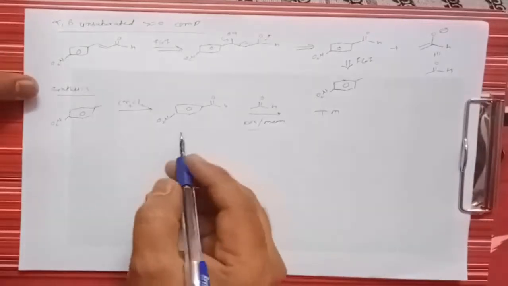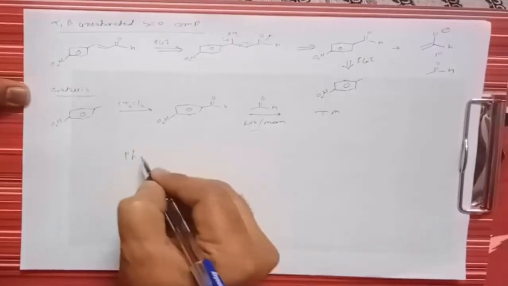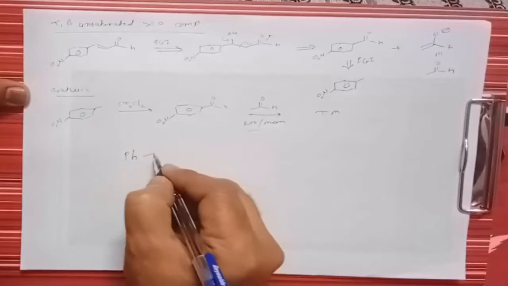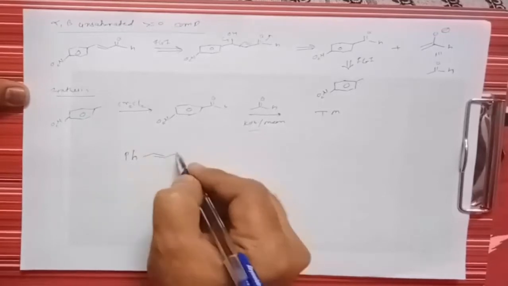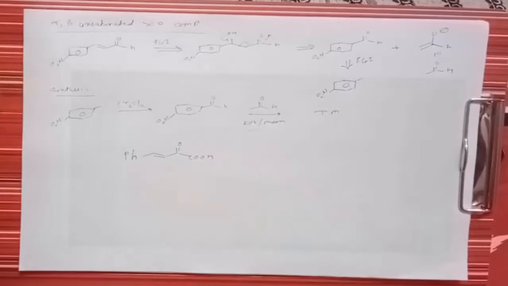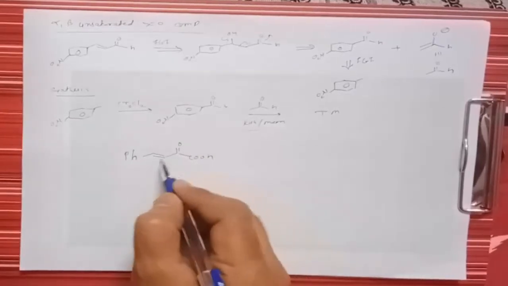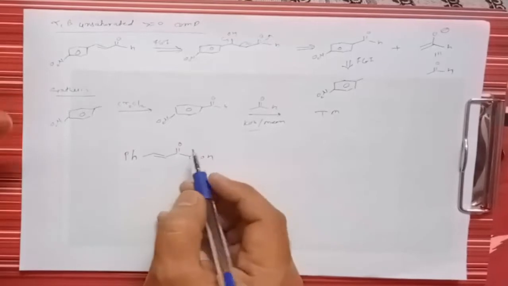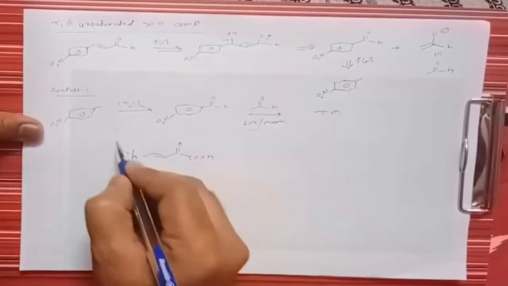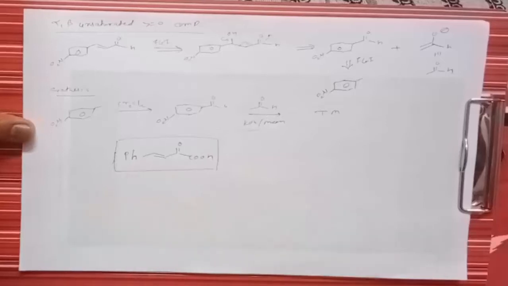So friends, I am giving here one exercise to you. You have to try the exercise at home. That means it contains an alpha beta unsaturated carbonyl compound. So this is a functional group. That means this is a carbonyl compound and this is an alpha beta unsaturated carbonyl compound. You have to try this compound at home and submit it to me.